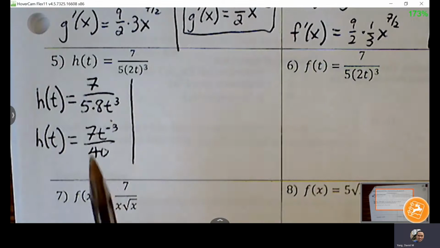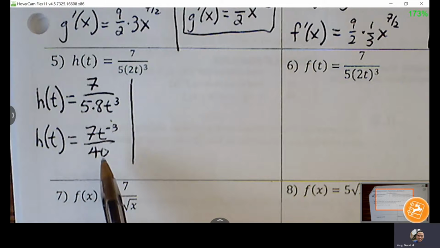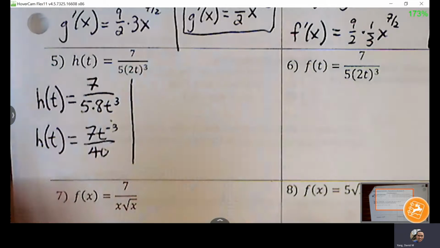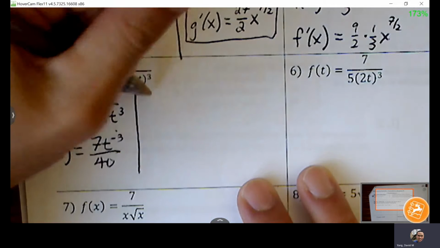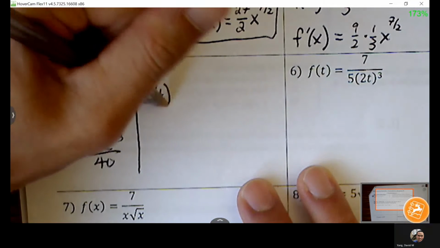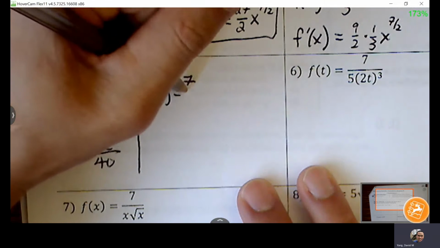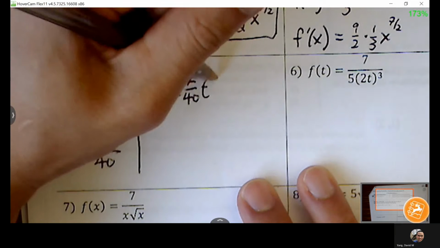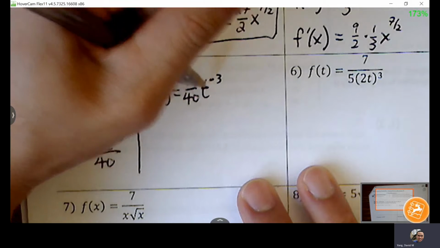So 7t to the negative 3 over 40. Again, I think most students prefer not to stare at a number below the variable. So we're going to push it out, as if it's in front. Let's make it a fraction sitting in front of the variable before we do power rule. You don't have to. It just seems a little cleaner that way.